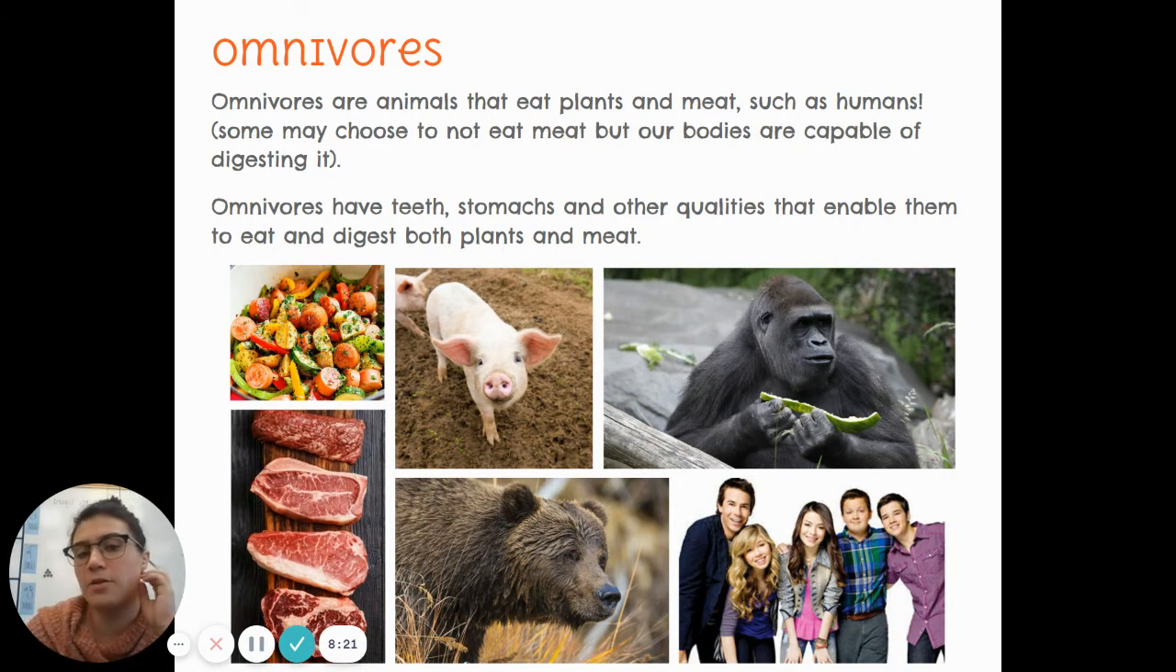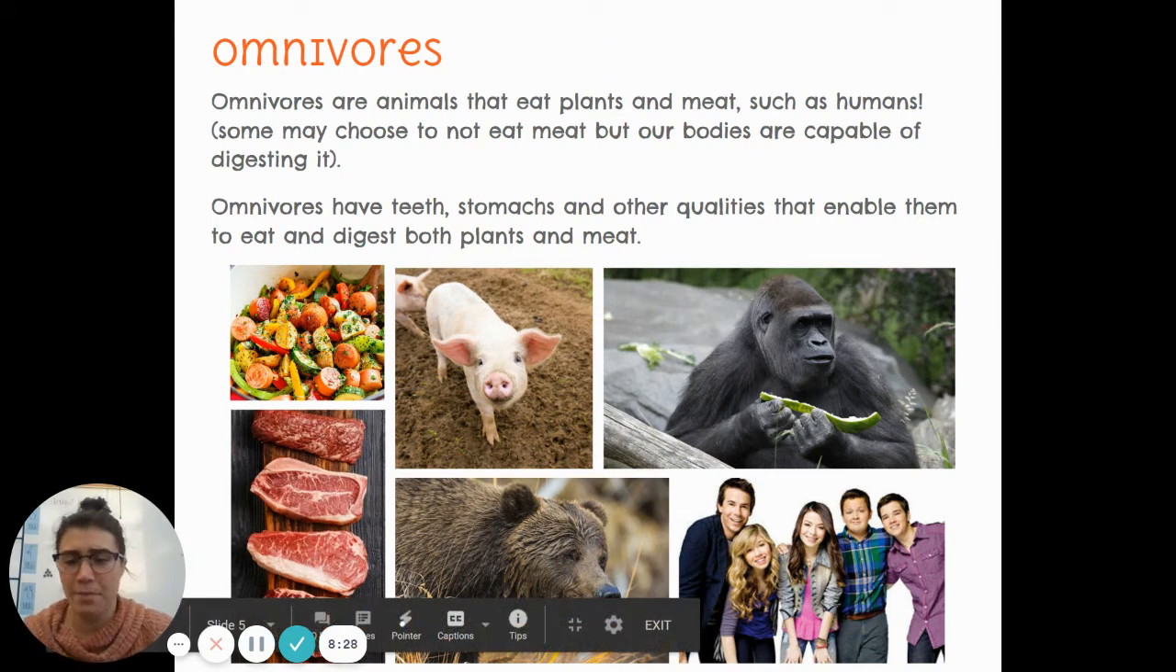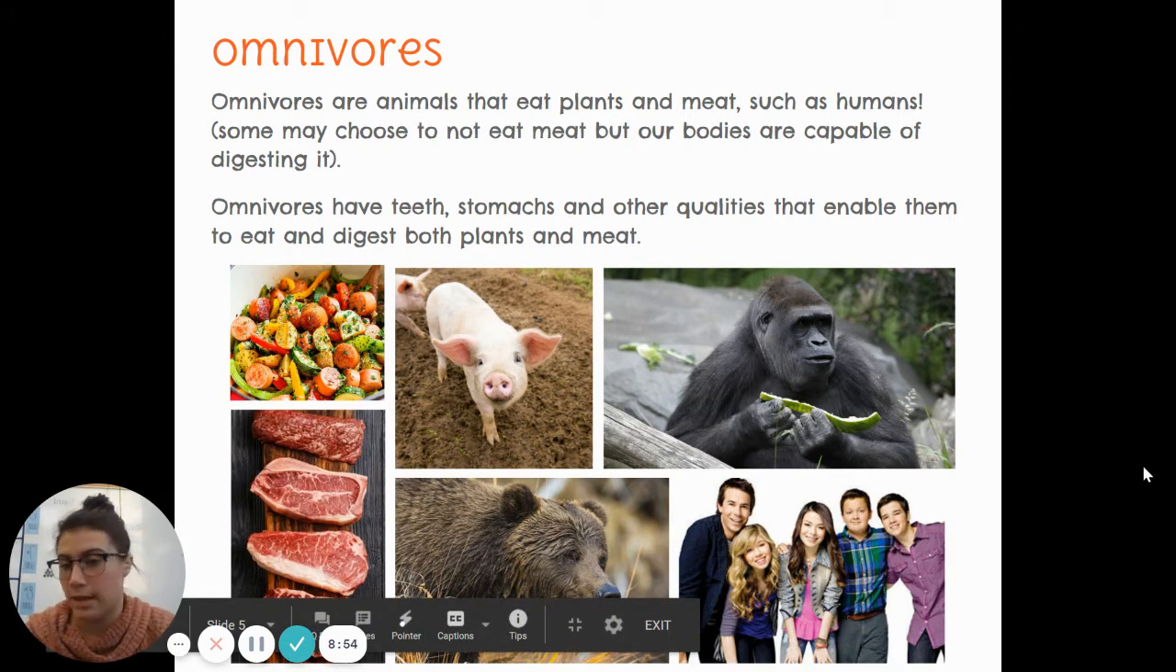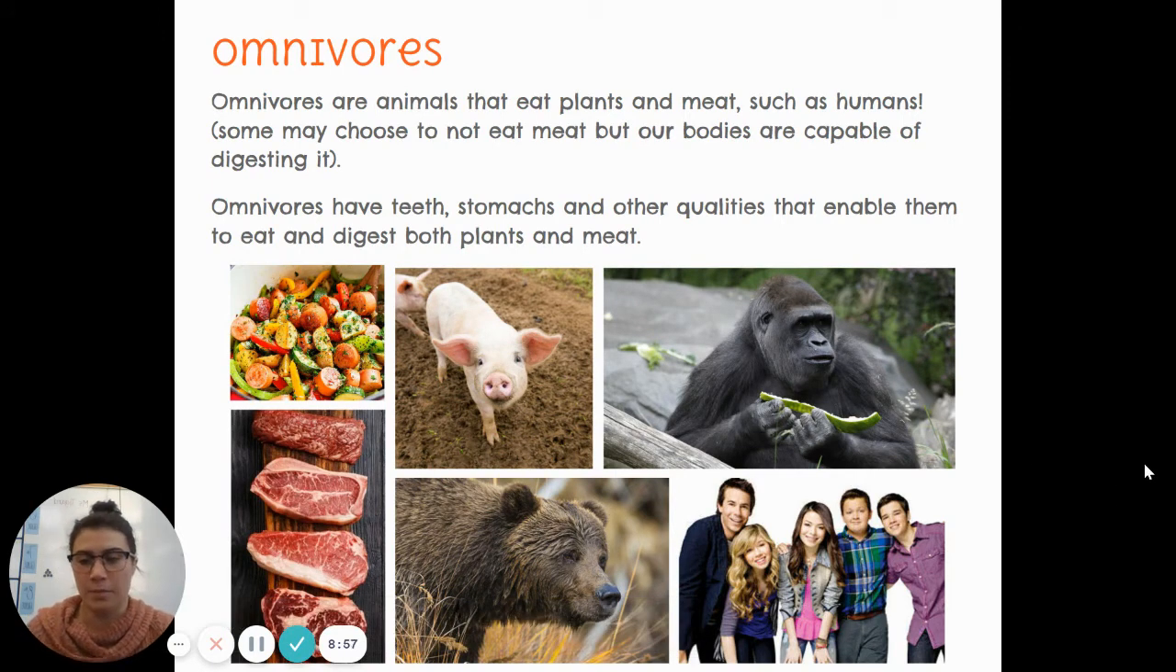Omnivores have teeth, stomachs, and other qualities that enable them to eat and digest both plants and meat. I didn't put teeth on here because we have both: our molars are really flat and able to munch on those plants, and then we also have sharper teeth in the front that allow us to chew into our food. We have also created utensils, but that's domestication. That's not anything to do with our biological ability to eat different foods. So bears, pigs, and apes can also eat both plants and animals.